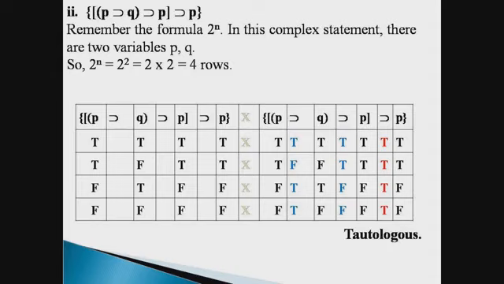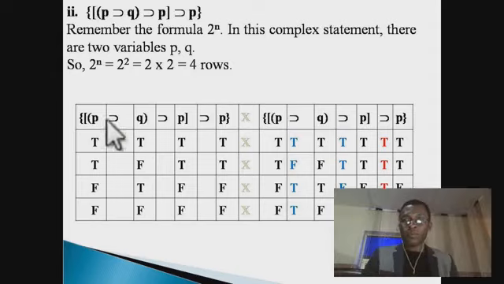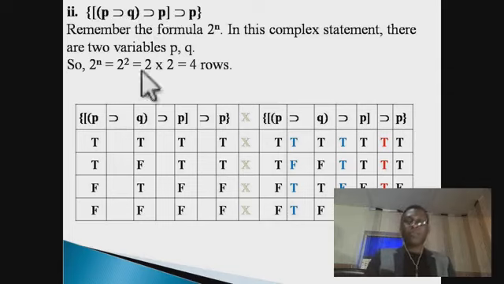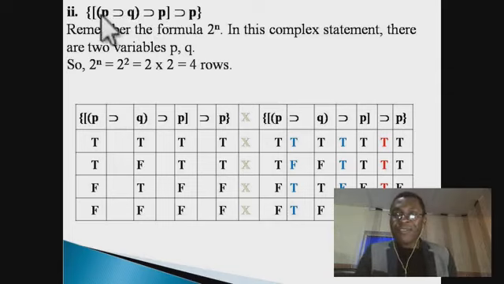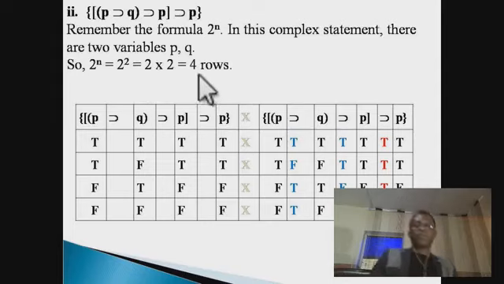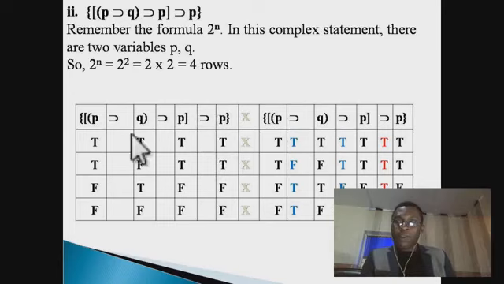And then we have this: P conditional Q, conditional P. So you see here we have two variables. We have P, we have Q, and P is the same variable. So there are just two, P and Q, which means we're going to have 2 raised to the power n, and 2 raised to the power 2, 2 times 2, will give us 4. So we're going to have 4 rows, that's it. So we have row 1, row 2, row 3, row 4.